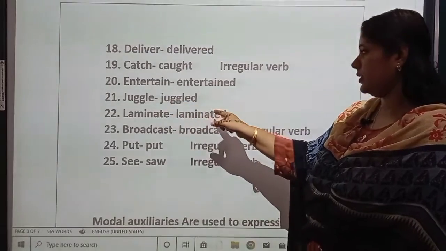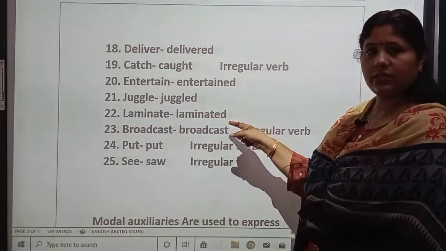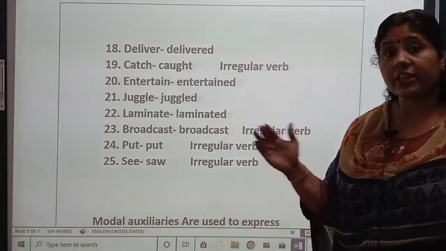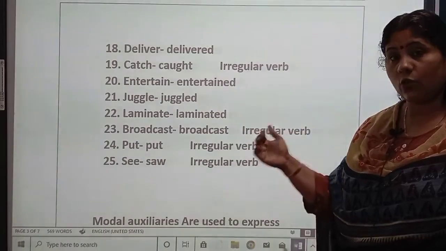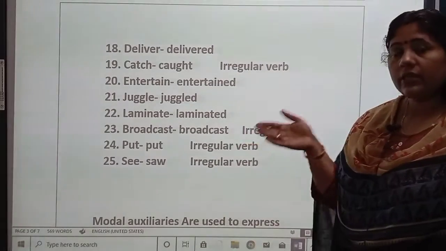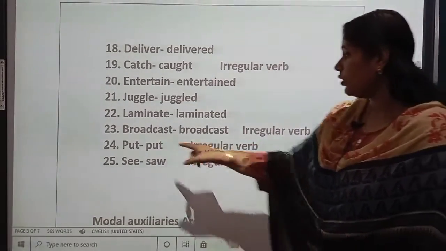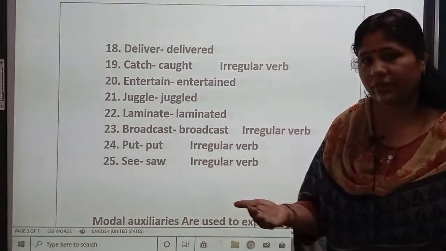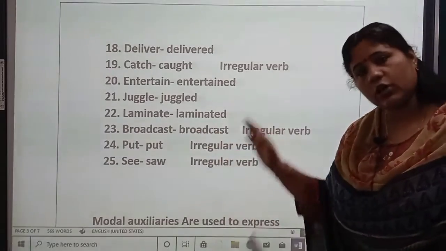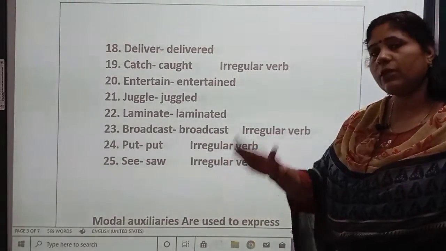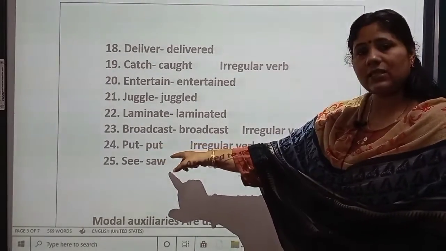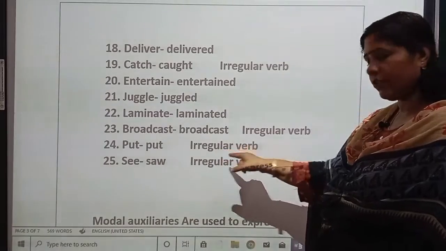Entertain, entertained. Juggle, juggled. Laminate, laminated. Broadcast, broadcast. Put, put. Understood? We have cut, cut, cut. Put, put, put. V1, V2, V3. All three forms, some verbs are there. It remains as it is, like put, then like cut, isn't it? So broadcast also, broadcasted we say, but that is not the standard form in English. That's why it remains as broadcast only for the V2 form, that is, for the past tense form. So that's why it is irregular verb. Put will remain as it is, put only. So that is also irregular verb.